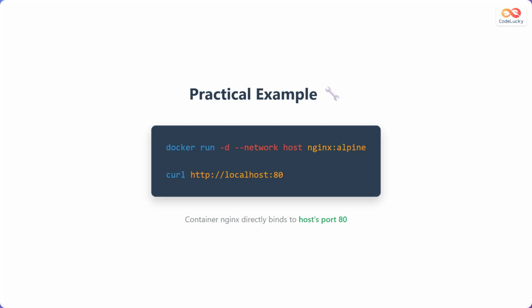Practical example. Here's a practical example. Run a container in detached mode using the flag -d, with the network set to host, using --network host, and the image nginx:alpine. Then you can use the command curl http://localhost:80 to directly access the Nginx server running inside the container, which binds directly to the host port 80.